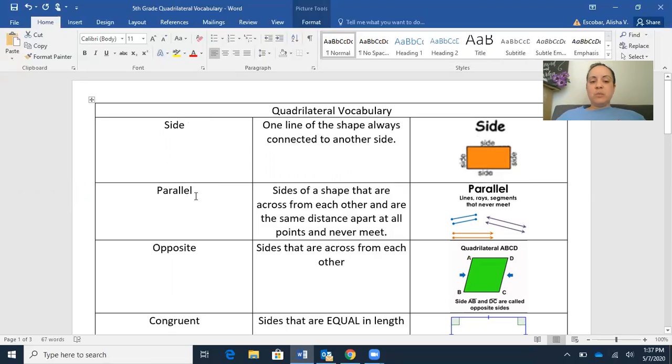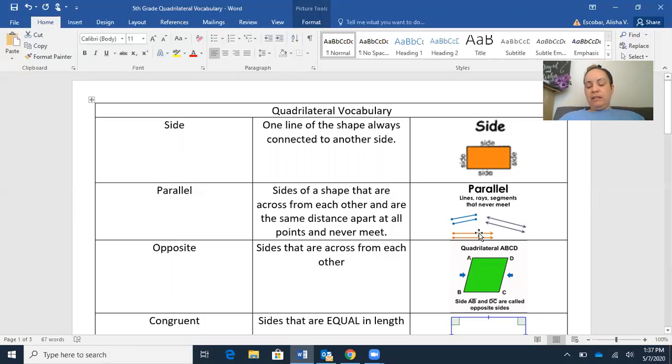Okay? Next word, parallel. Say that word with me. Parallel. Parallel means the sides of a shape that are across from each other and are the same distance apart at all points, and they never meet. So the sides will never touch each other. They are the same distance apart at all points. Here's a picture of some parallel lines. These lines are parallel. They are the same distance apart, and they will never run into each other.